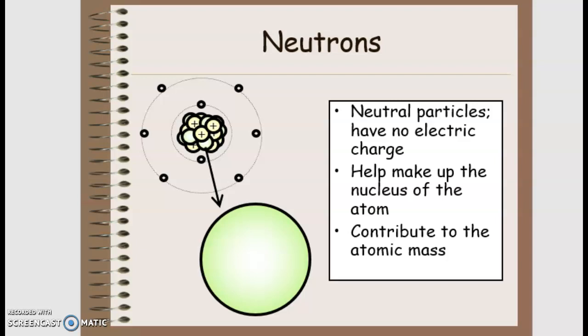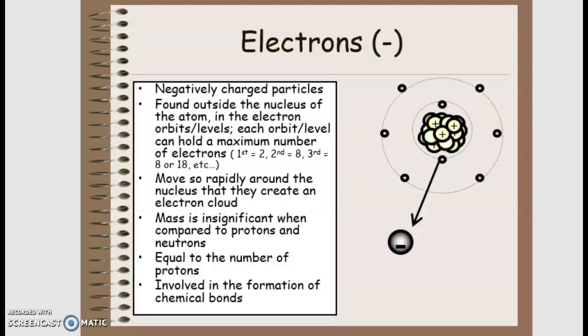And you can see, if you look, that they have about the same size. They're about the same mass. So let's move on to our electrons. Electrons have a negative charge. So that's their charge. They are found outside the nucleus of the atom in the electron orbits or levels, and they are equal to the number of protons.